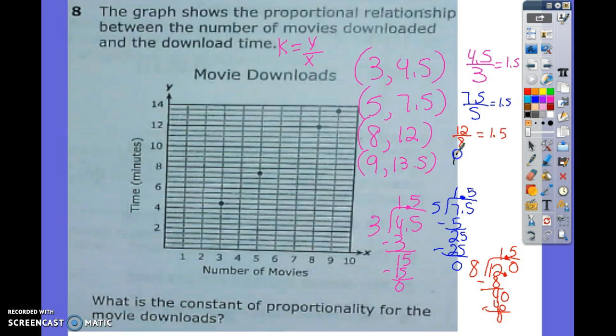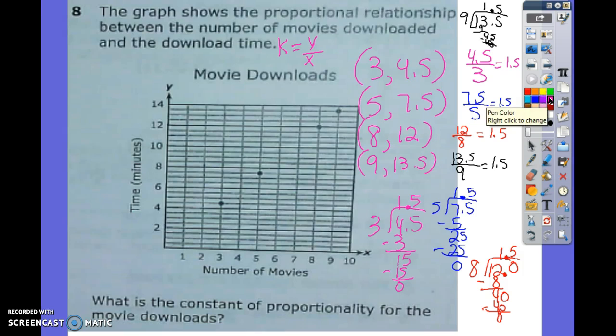And then the next one, y divided by x, 13.5 divided by 9. Let's put our decimal in our answer. 9 goes into 13 one time. Multiply and get 9. Subtract and get 4. Bring down the 5. 9 goes into 45 5 times. Multiply, get 45, subtract and get 0. So you get 1.5.